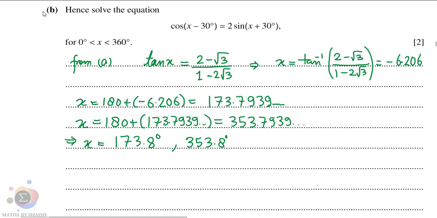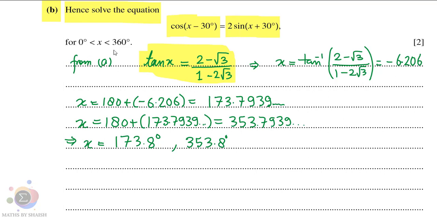In the B part, hence solve the equation. Whenever it is hence solve the equation, it should come to our mind that we are going to use the previous result. So previously we have seen that cos(x minus 30 degree) equals 2 sin(x plus 30 degree) can be written as tan x equals 2 minus root 3 over 1 minus 2 root 3, of course.